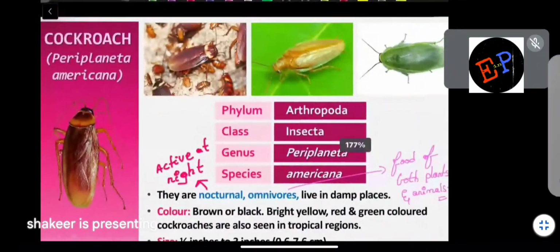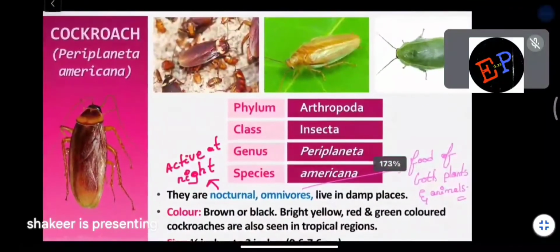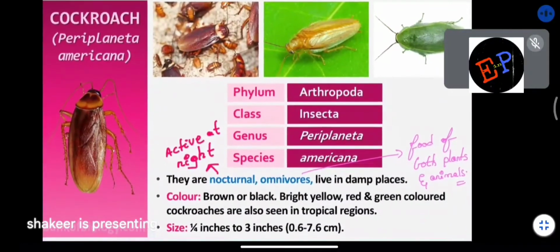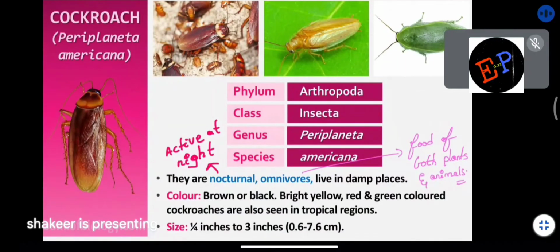So what is the scientific name of earthworm? It is Periplaneta americana. That is the scientific name of earthworm. Sorry, cockroach. So this cockroach belongs to which species? Species is americana, and genus is Periplaneta. Class is Insecta and phylum is Arthropoda. So this is about the classification of cockroach.